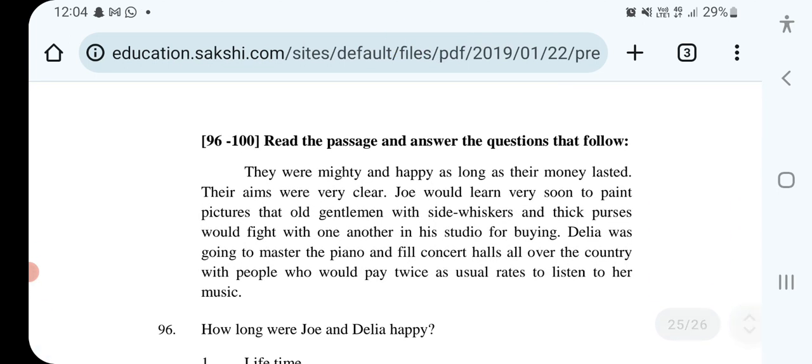Read the passage and answer the questions that follow. They were mighty and happy as long as their money lasted. Their aims were very clear. Joe would learn very soon to paint pictures. The old gentleman with side whiskers and thick purses would fight with one another in his studio for buying. Delia was going to master the piano and fill concert halls all over the country with people who would pay twice as usual rates to listen to her music.